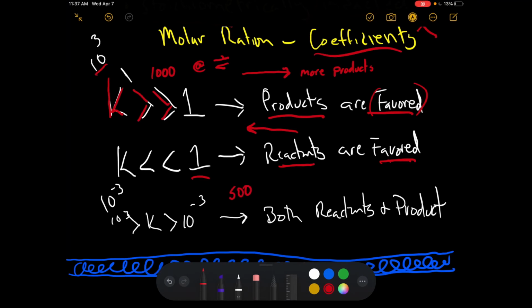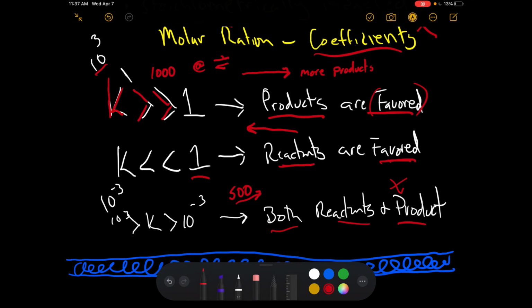K turns out to be 500. Then that means you are going to have both reactants and products available at any given point during that chemical reaction. Because it is going towards 1,000 at the 500 mark, you're going to have more products. But at any given point you could look in there and you're going to have about the same amount of products and reactants if K is in the middle of that range, between 10 to the third and 10 to the negative third.